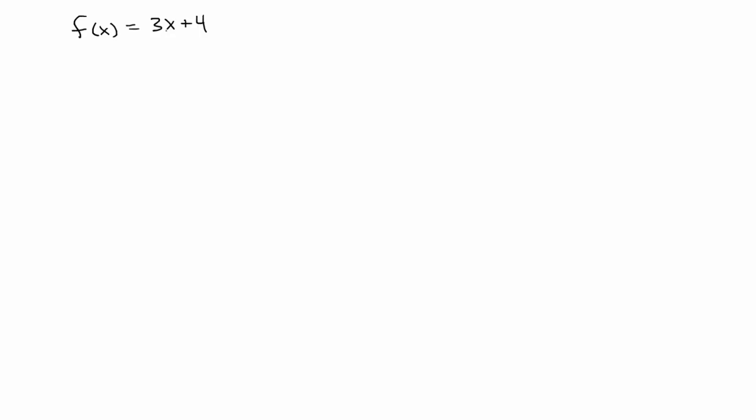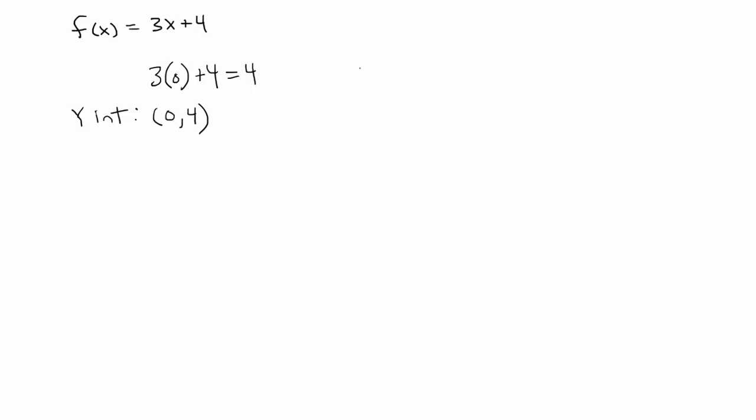So if we plug 0 in for x, we'd have 3 times 0 plus 4. 3 times 0 is 0, so this is equal to 4. So we know that the y-intercept of this function is (0, 4).